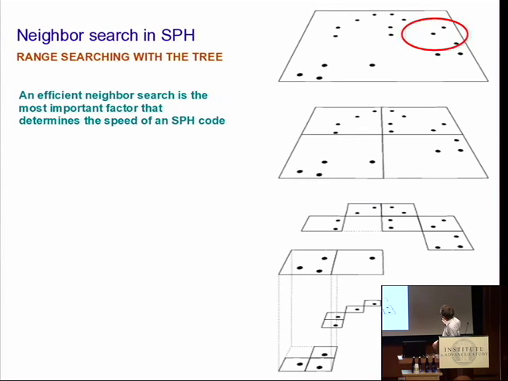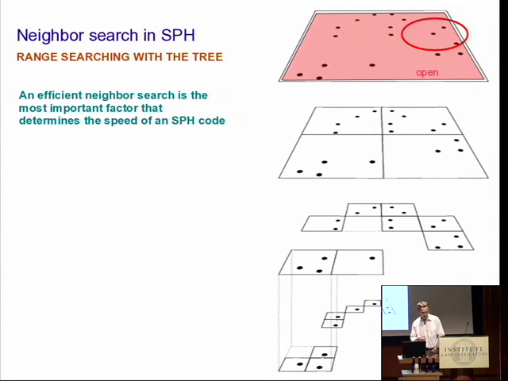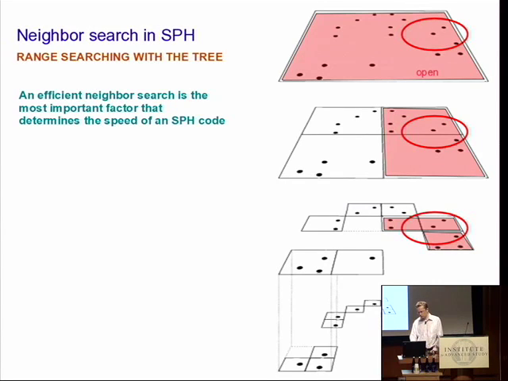If it does, you have to open this tree node because there's an overlap. And then you look at the daughter nodes where there's an overlap. And you keep going like this. You always open the nodes where you see an overlap. And that way you find your particles very rapidly. So that's how you can use the tree.